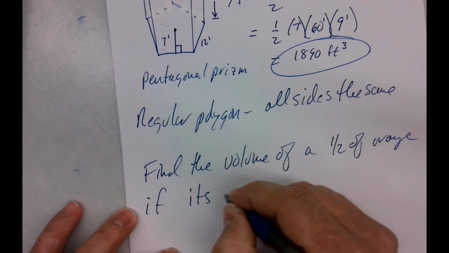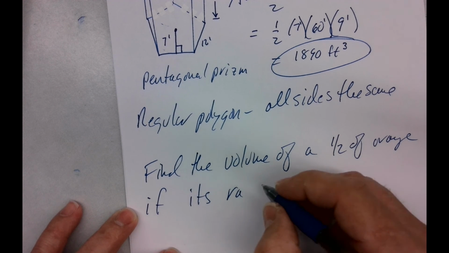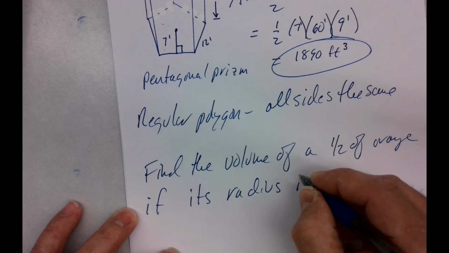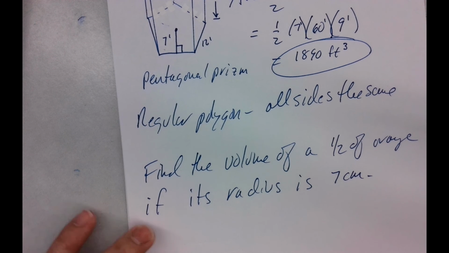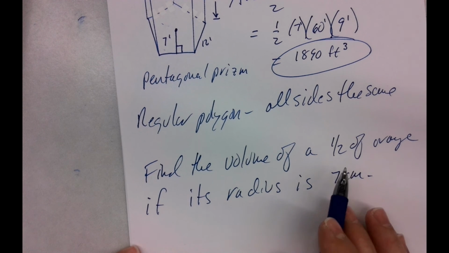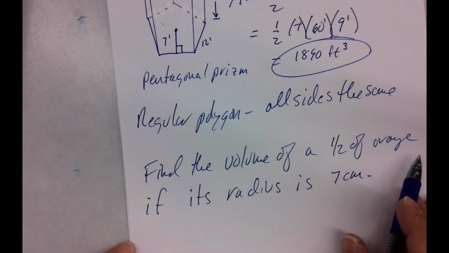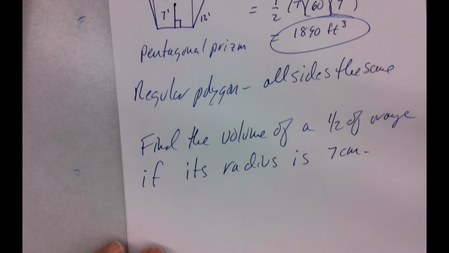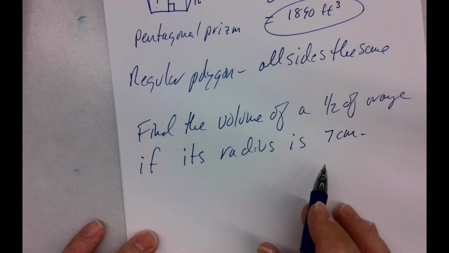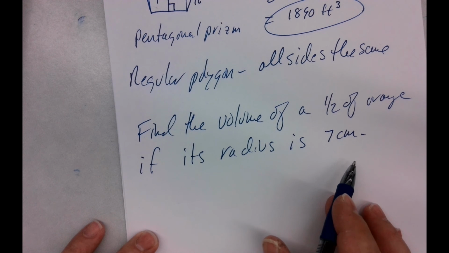What does that say? Half of orange. Yeah, find the volume of a half of orange. I'm taking an orange and I'm cutting it in half. The fruit isn't exactly a sphere.